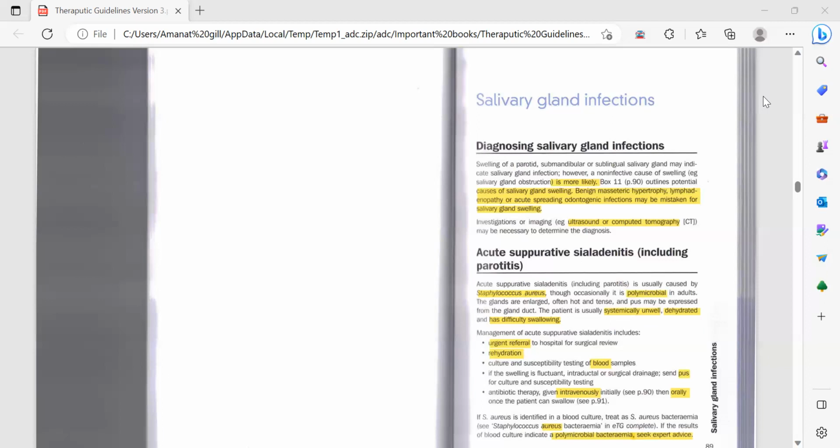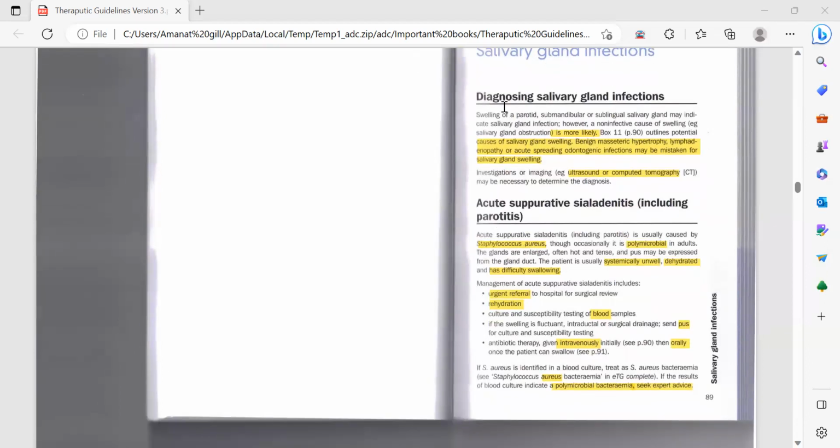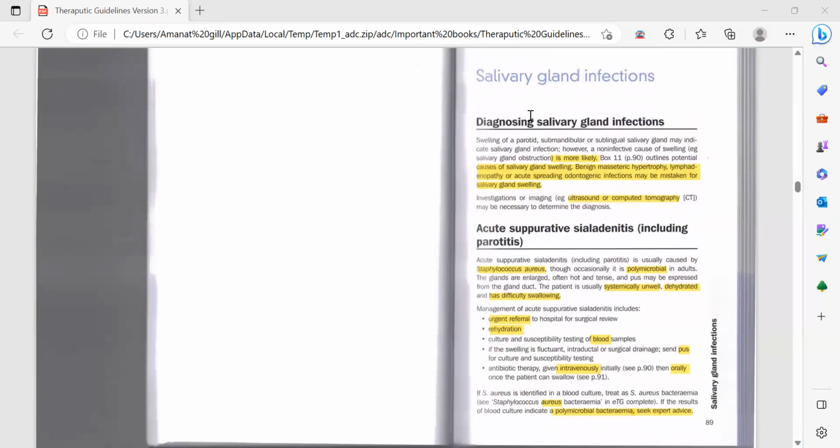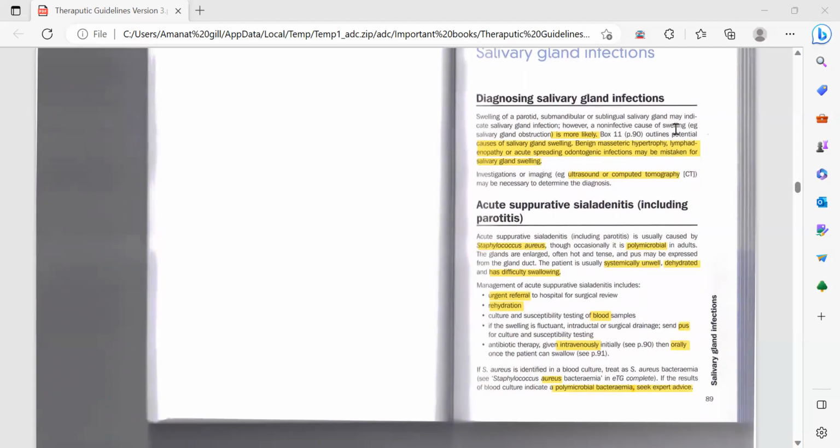Okay, so we will start with today's video, which is the salivary gland infections. This topic is not very important according to your exam, but you should know everything, right? Then diagnosing salivary gland infections. Swelling of parotid, submandibular or sublingual salivary gland may indicate salivary gland infection. However, a non-infective cause of swelling, which is the salivary gland obstruction, is more likely.